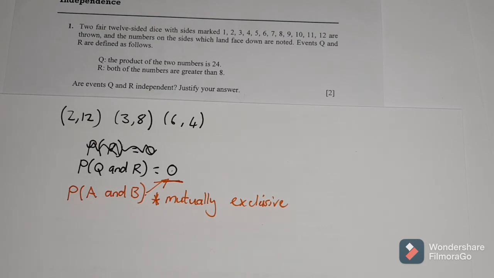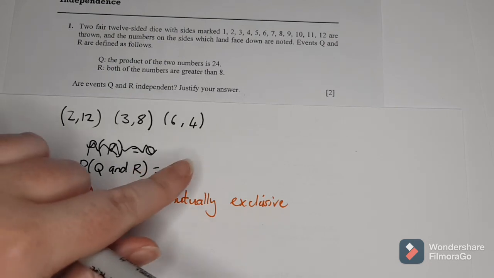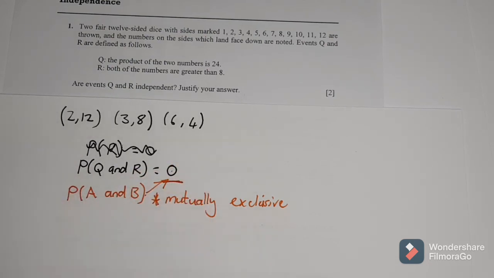So if you're asked to find mutually exclusive, all you have to do is look at both events together. You don't need to calculate each event separately. You just need to find them together. And if it's 0, it is. And if it has a number or value, then it's not mutually exclusive.